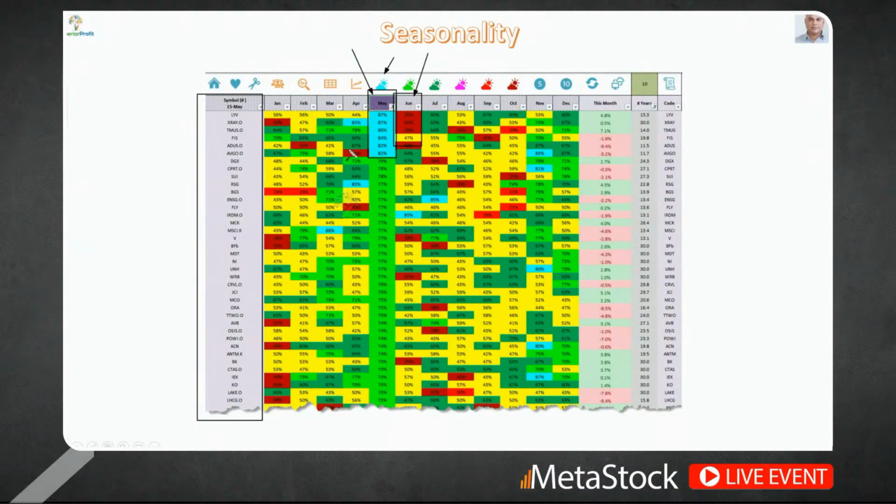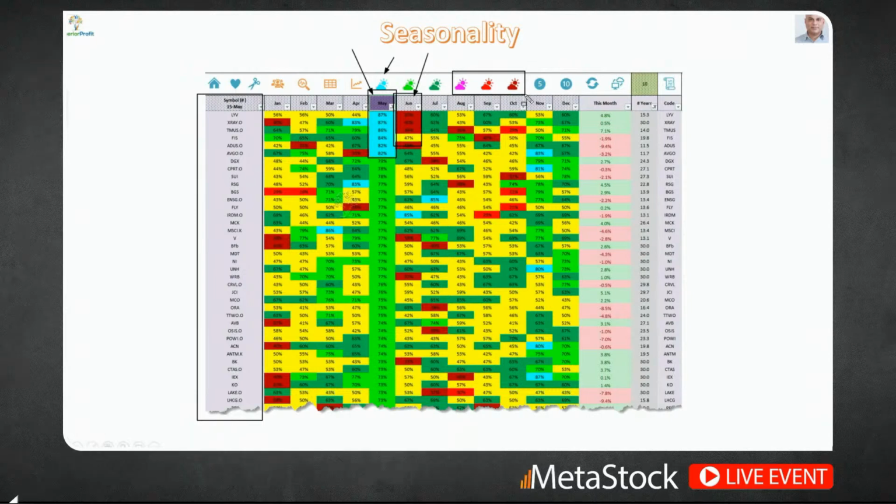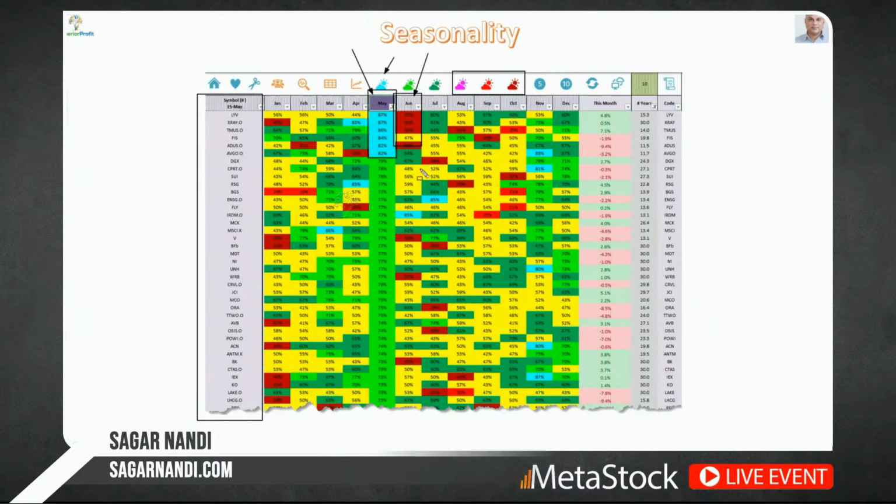And then you may look for buy setups from there. You could also use the smart filters to look for bearish seasonality and look for shorting ideas from there. You could use this seasonality analysis to look at hundreds of stocks and find the strongest bullish seasonality and then look for trades from there.